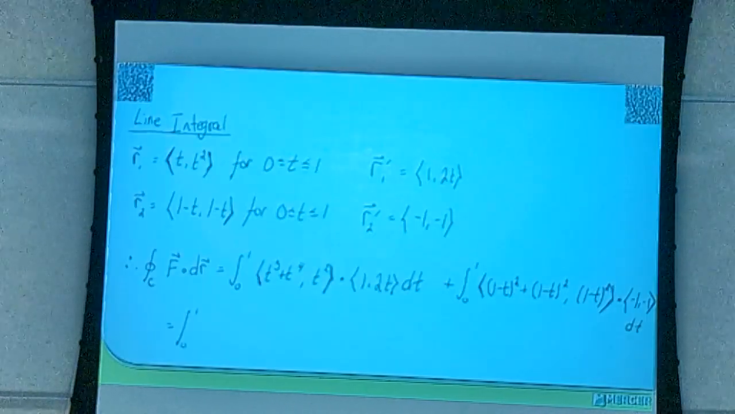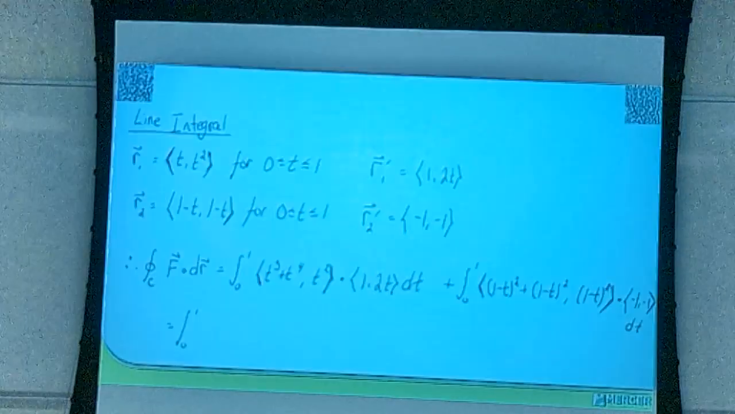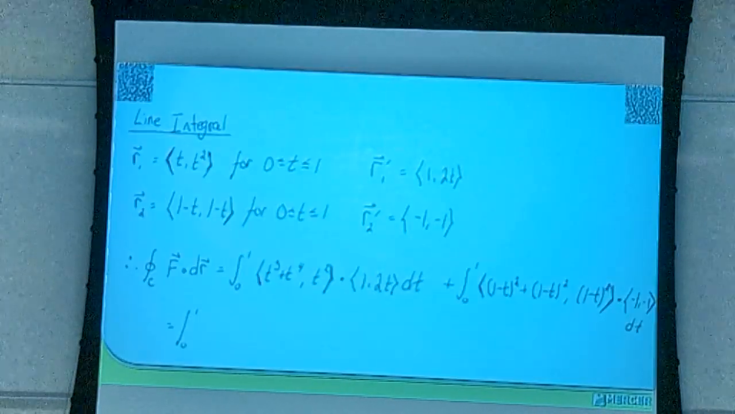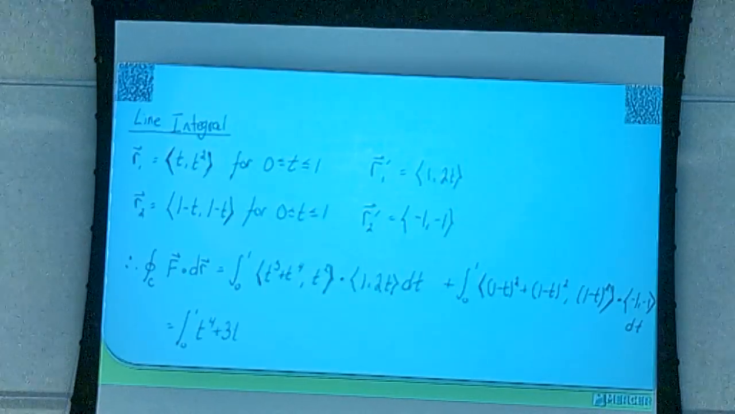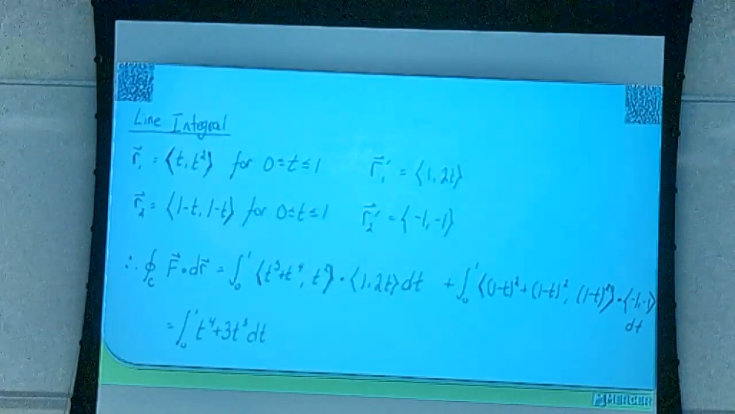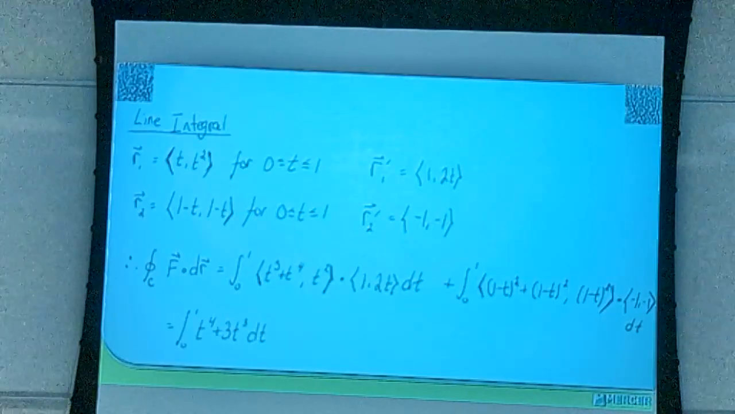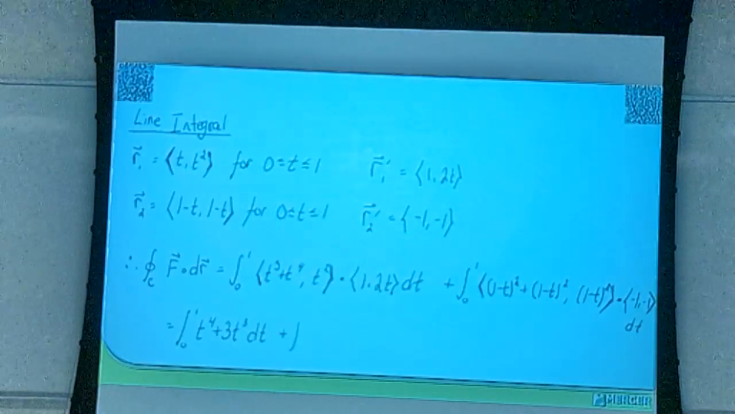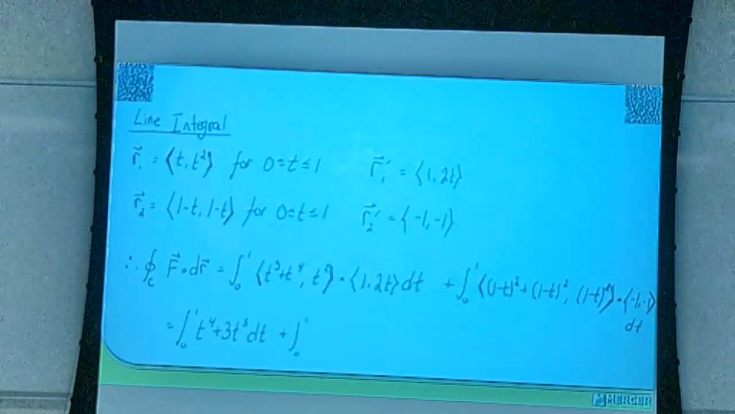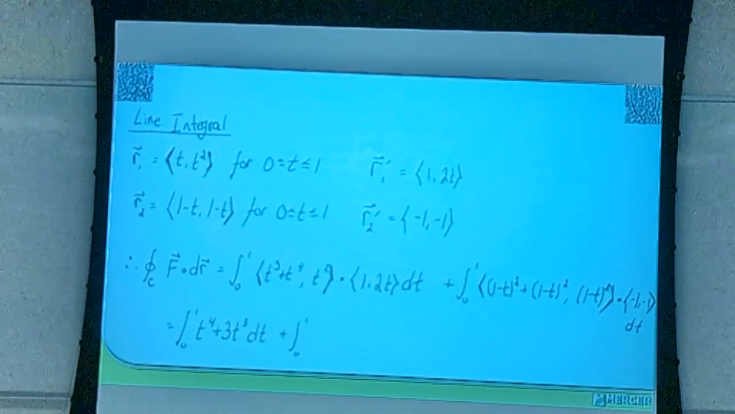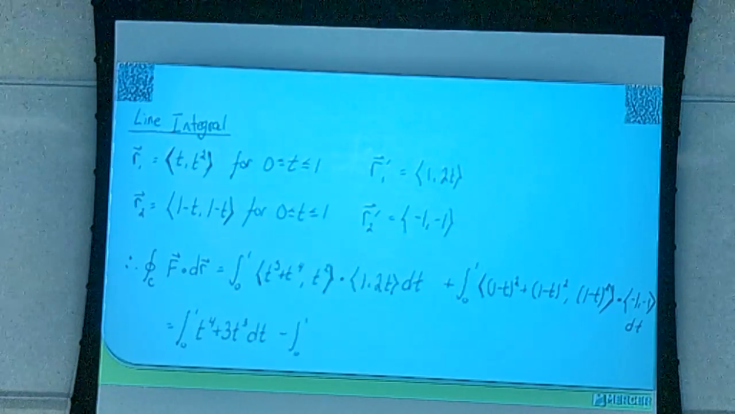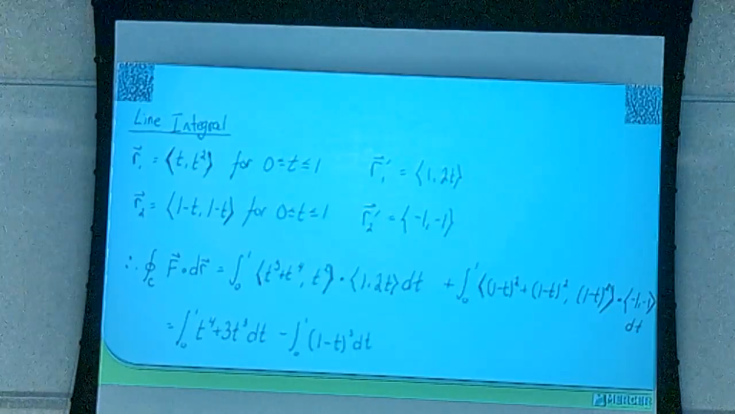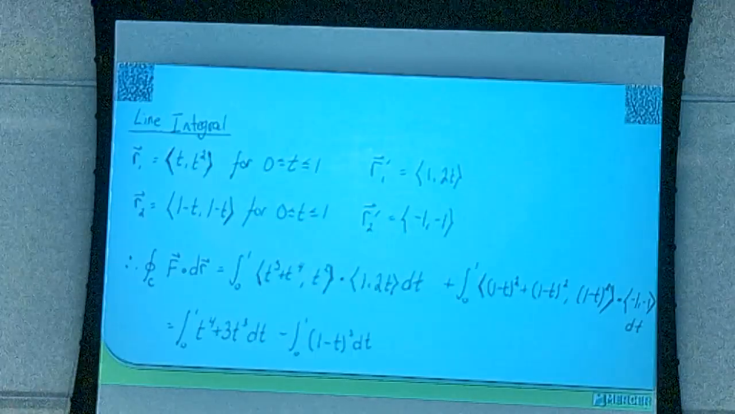Integral 0 to 1, t cubed plus t to the fourth plus 2t cubed. Right, so now we're just doing the dot product. Plus the integral 0 to 1, evaluate that dot product. This is going to become a minus. Sorry, there should be a 3 in there.